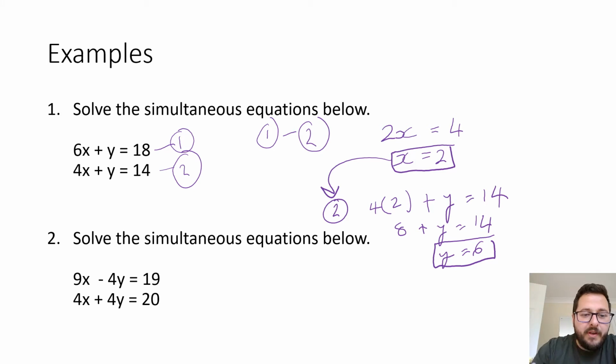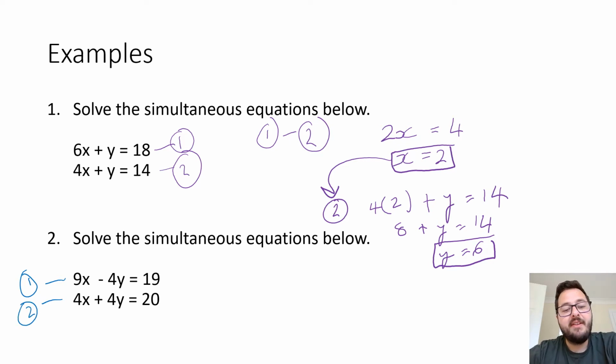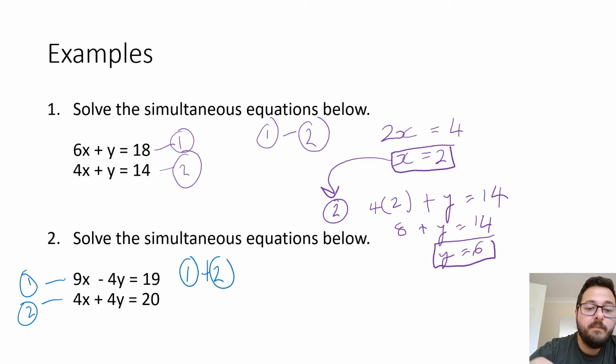Let's do another one. We've got 9x minus 4y is 19 and 4x plus 4y is 20. So again, let's number these. We'll call this 1 and we'll call this 2. Now this time the y's match. There's 4 on each, but one is minus and one is plus. So instead of taking away, we'll actually add them together and that will cancel out. So let's do 1 plus 2.